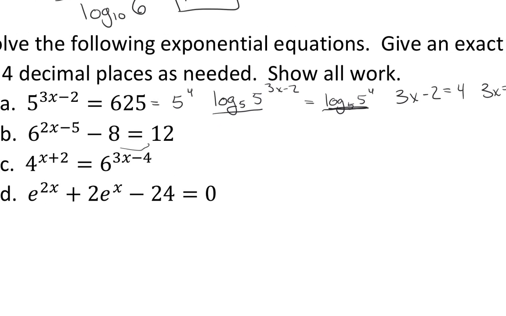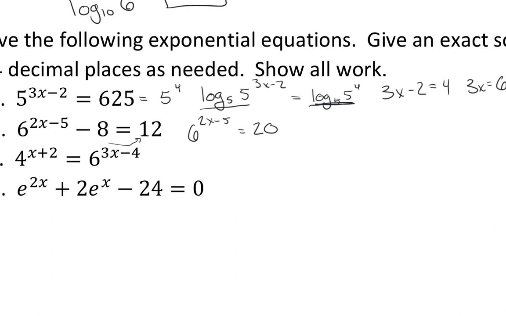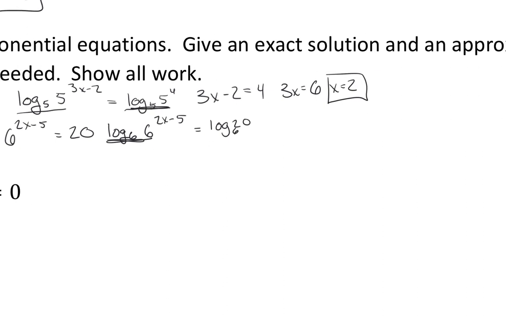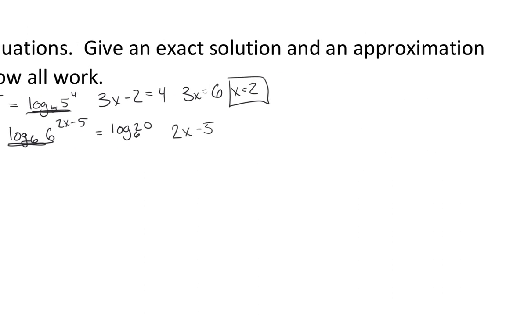Next question, we're going to start by moving this 8 over. So we have 6 to the 2x minus 5 is equal to 20. And then we're going to do the log of each side. So log of 6 to the 5, and 20. And these are inverse functions. So that's going to leave us with 2x minus 5 is equal to log of 20 divided by log of 6. And then we're going to add 5.